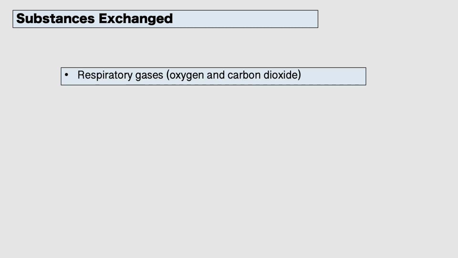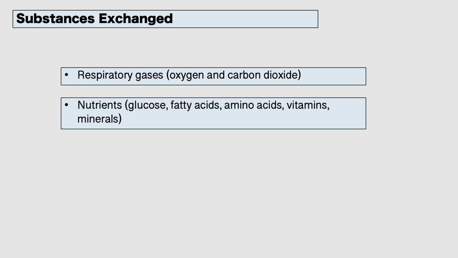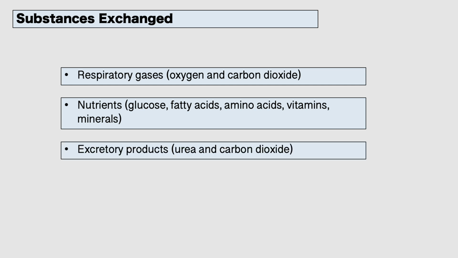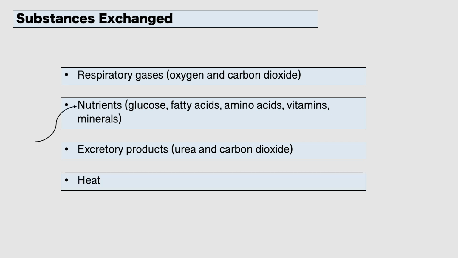So as we know, organisms exchange multiple things with their environment, including respiratory gases, so oxygen and carbon dioxide, nutrients, so glucose, fatty acids, amino acids, vitamins, minerals. They exchange excretory products, so urea and carbon dioxide, and then they also exchange heat. I've just put there, in an exam, don't use the word nutrient, specify the type of nutrient you're talking about because it could be a huge number of things.